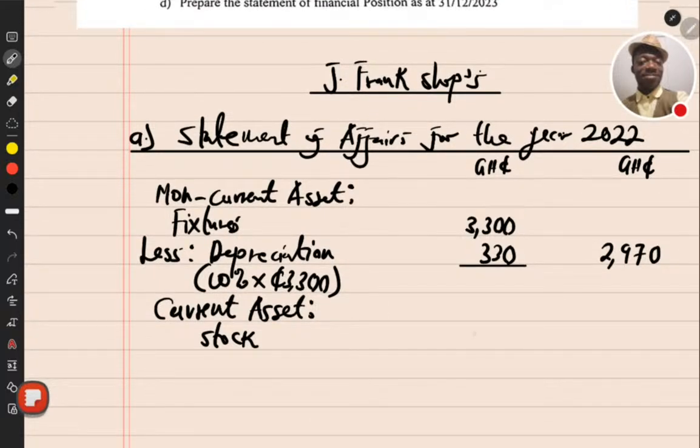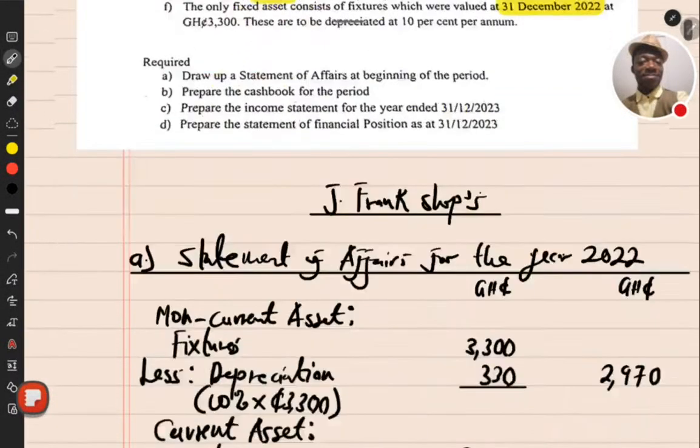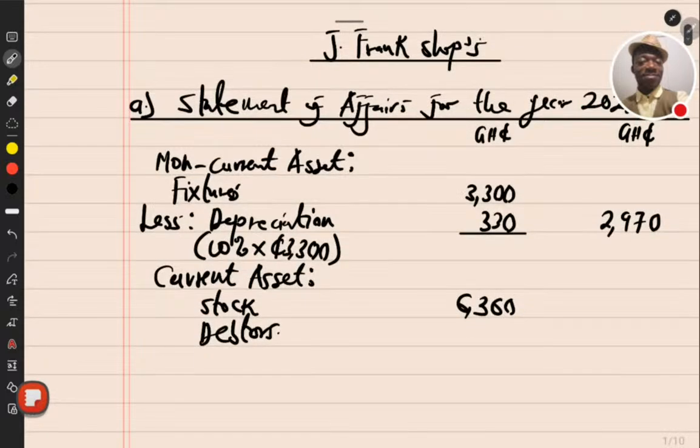So we'll have here to be what? 6,360. Then from stock we come to what? Debtors. Debtors or trade receivables. So what was the trade receivables for the year? We have been told that is what? 5,500. Just want to present that. So we have here as what? 5,500. That is the issue about the current assets.